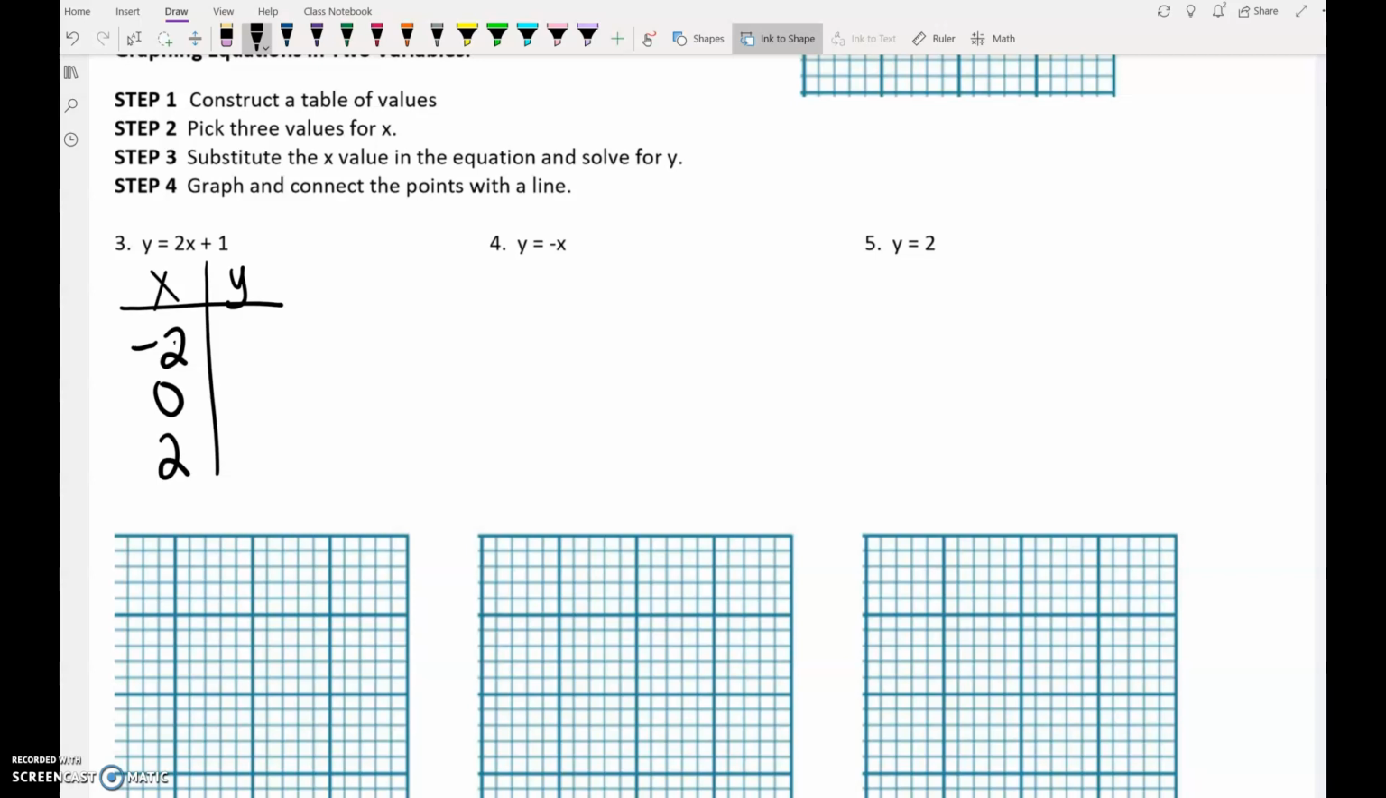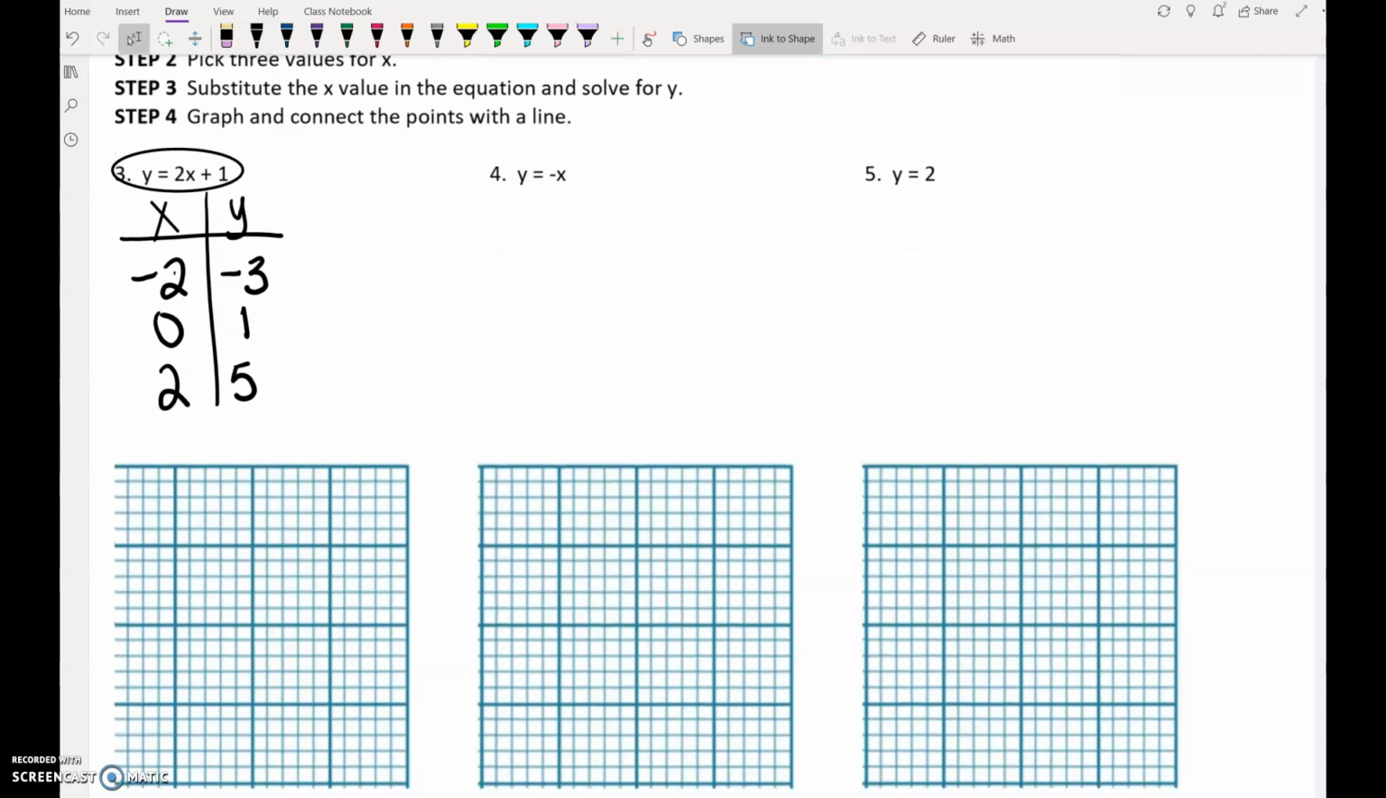You are plugging each of these x values into the equation that you are given. So 2 times -2 is -4. -4 plus 1 is -3. 2 times 0 is 0. 0 plus 1 is 1. 2 times 2 is 4. 4 plus 1 is 5. Now plot those points. Remember, this point right here is 0, 0. So we have -2, -3, 0, 1, and 2, 5.